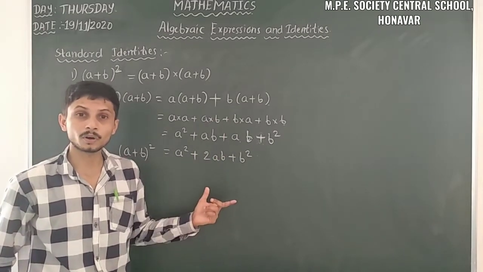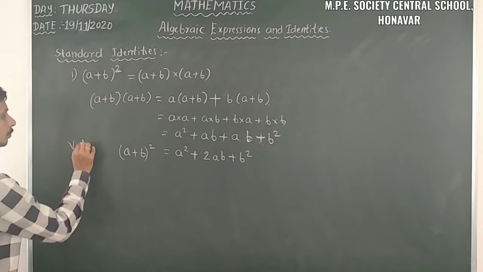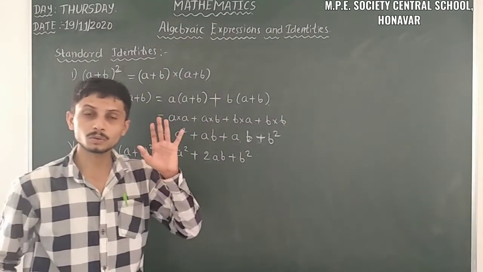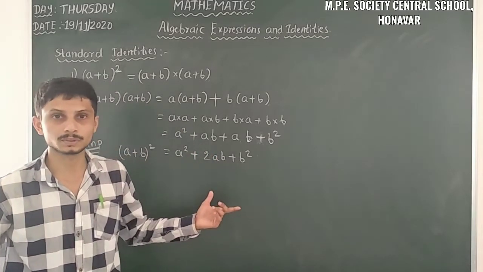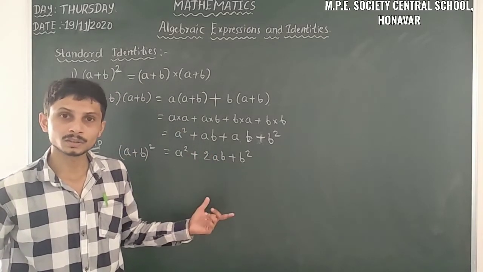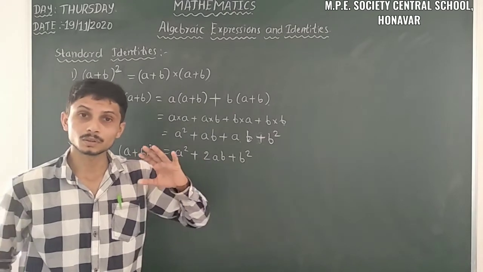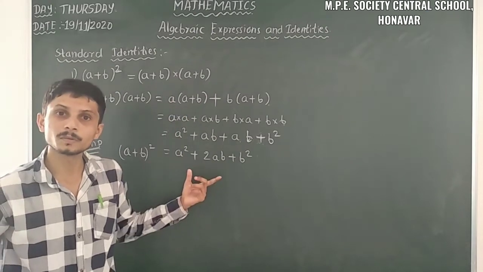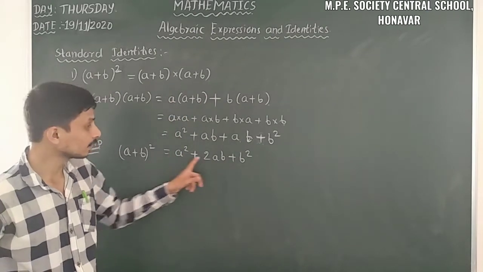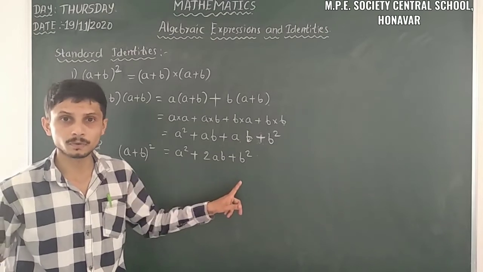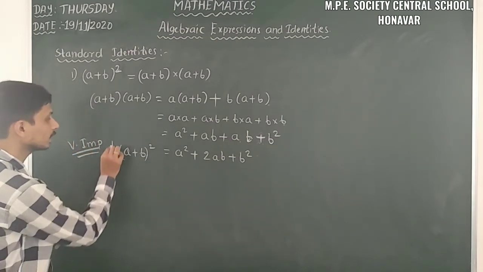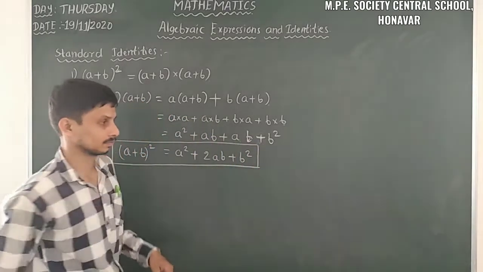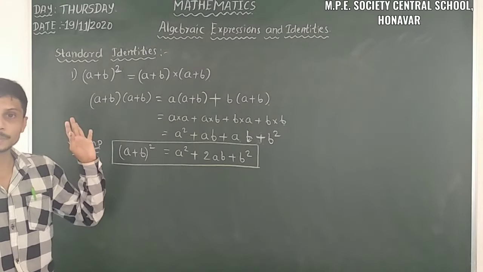It is a very important identity. You have to remember it, you have to recall it, otherwise you can't get the marks. Sometimes you have to solve these types of problems with the help of standard identities, and then you have to insert this formula. That's why it is a very important formula you have to remember. So this is the first algebraic identity.